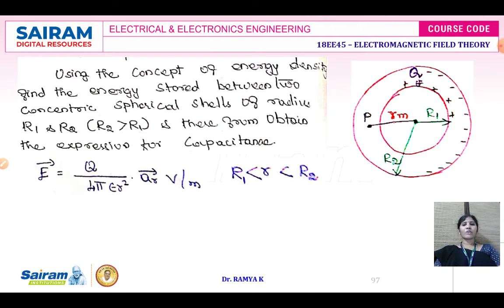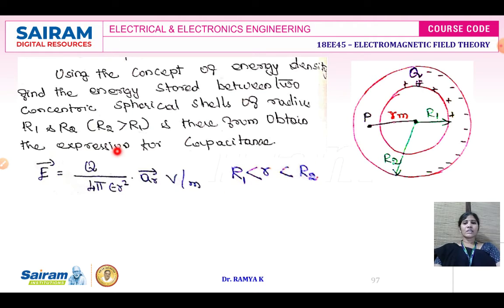Now the concept of energy density and the capacitor comes into the picture. Using the concept of energy density, which is half epsilon E square, find the energy stored between two concentric spherical shells of radius R1 and R2, where R2 is greater than R1. Here we need to draw two concentric spherical shells, where R2 is greater than R1, and you have to obtain the expression for capacitance. It is just like a parallel plate.